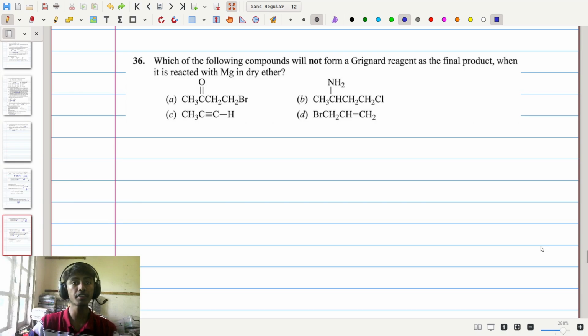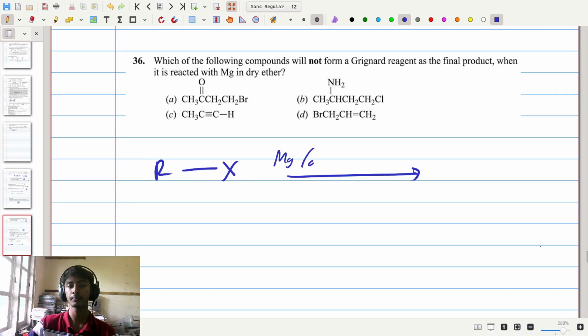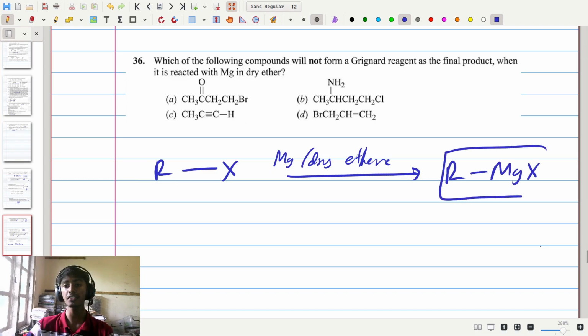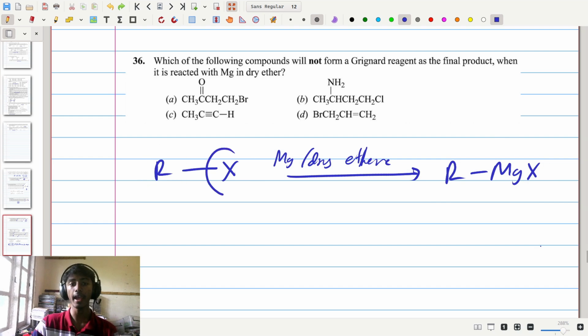Now, moving on to question number 36. It says, which of the following compounds will not form a Grignard reagent as the final product when it is reacted with magnesium in dry ether? For this question, we know that if you have a compound of the form RX, where R is a carbon chain and X is a halogen, and you react it with magnesium in dry ether, then you will create a compound of the form RMgX, which is what is known as a Grignard reagent. So in order to create a Grignard reagent, you have to have a compound of the form RX, where R is a carbon chain and X is a halogen.